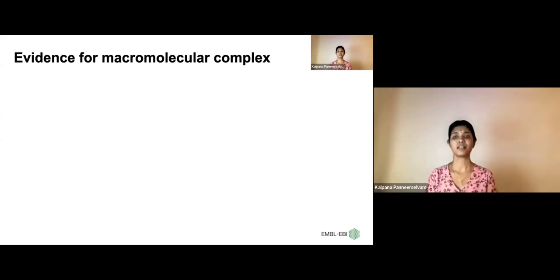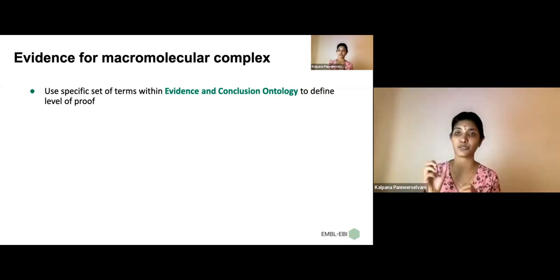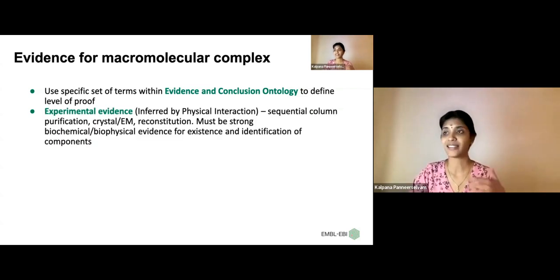So how do we build macromolecule complexes? Basically, we follow the Evidence and Conclusion Ontology, and there are specific terms in that ontology that help us define the level of proof that we have for a particular complex. At the higher level, we would have experimental evidence for all the components, meaning some biophysical or biochemical experimental data showing the presence of all the components of a complex in a single experimental setup, like column purification, crystal structure, electron microscopy, reconstitution, etc. So this is at the higher level.